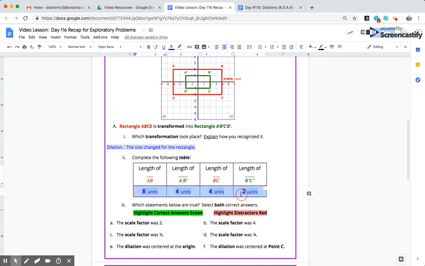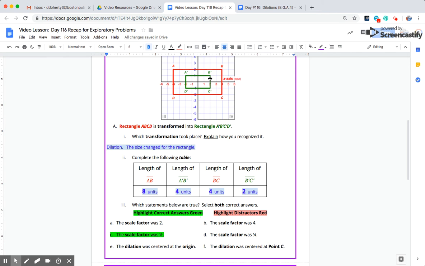This table is key for me recognizing the red figure goes from 8 to 4 for side AB. For BC, it goes from 4 to 2. The scale factor was actually 1/2, and we recognize this because if we multiply each of these side lengths by 1/2, 8 times 1/2 is 4, 4 times 1/2 is 2.